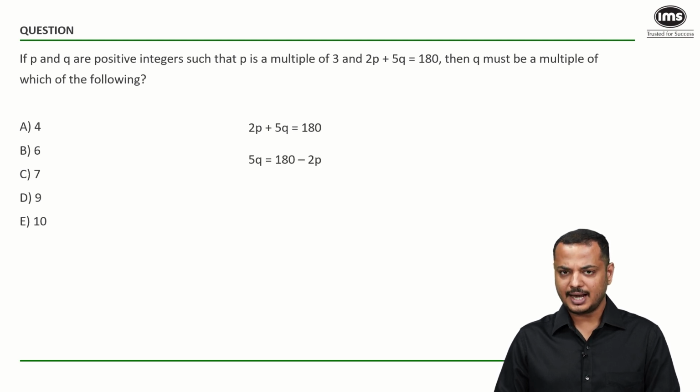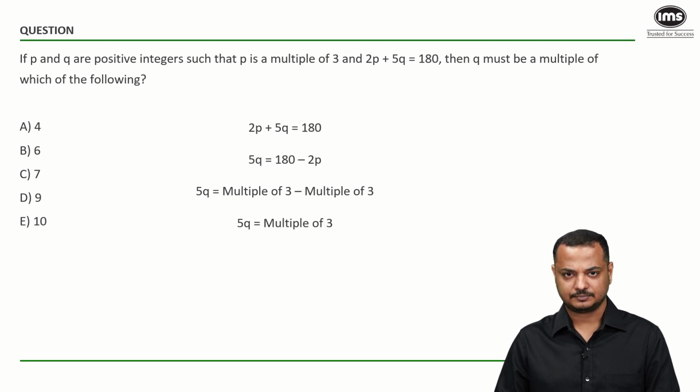Now notice that we can write 5Q as 180 minus 2P. Now because P is a multiple of 3, 2P is also going to be a multiple of 3, and we also know that 180 is also a multiple of 3. So essentially 5Q is some multiple of 3 minus some other multiple of 3. Now notice that whenever you are subtracting two multiples of 3, the resultant is also going to be a multiple of 3. What this means is 5Q is going to be a multiple of 3.